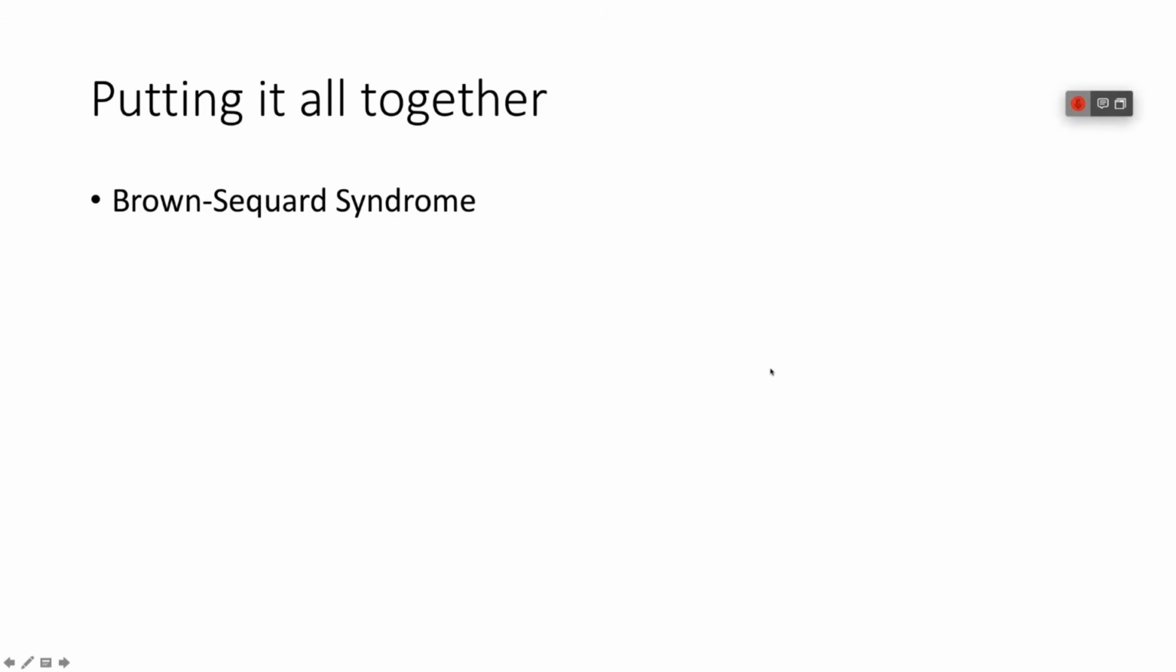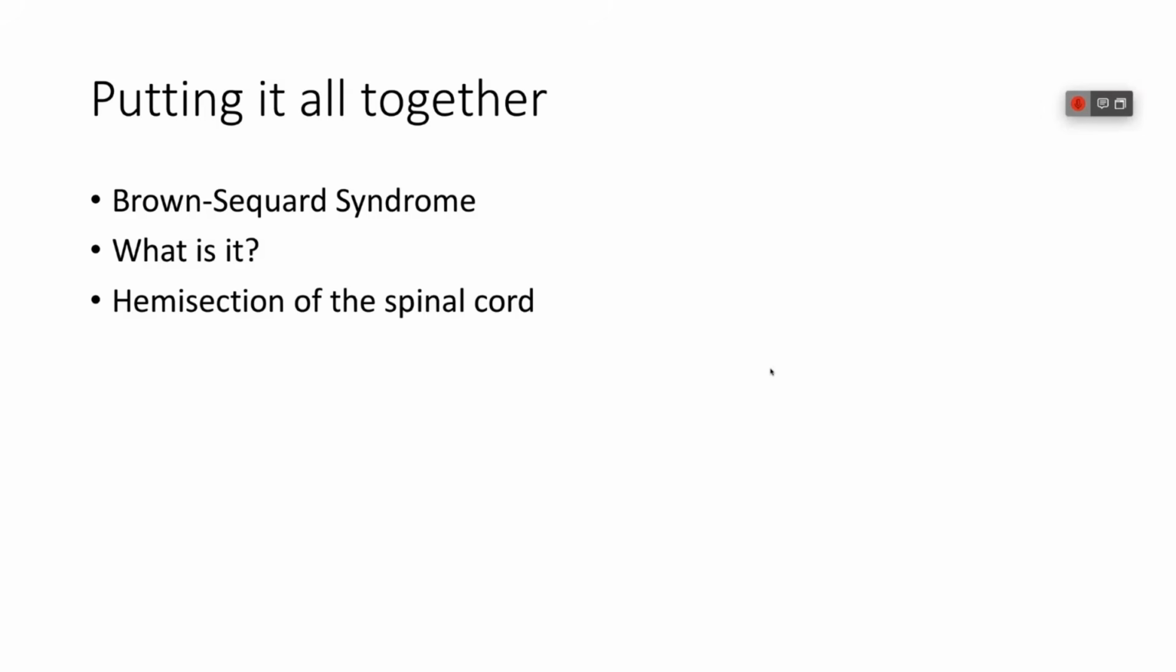All right, so as a continuation of what we were doing last time, I want to tie everything together. If you can put together Brown-Sequard, you can pretty much understand where all the tracts are and where they decussate, if you can understand the deficits that you get with hemisection of the spinal cord. So who wants to give it a try? Brown-Sequard again is this hemisection of the spinal cord.